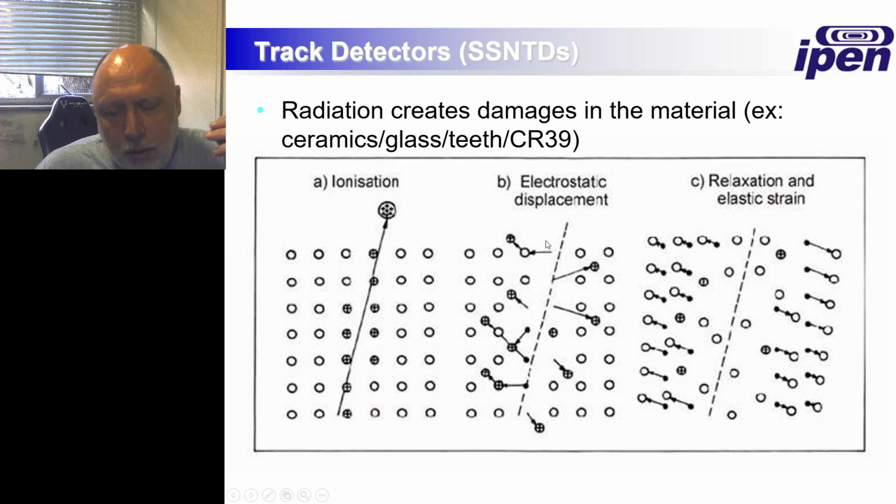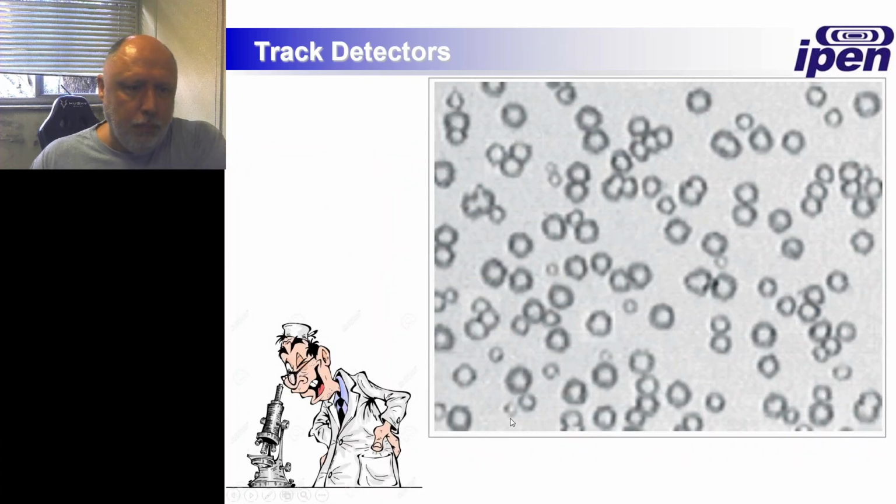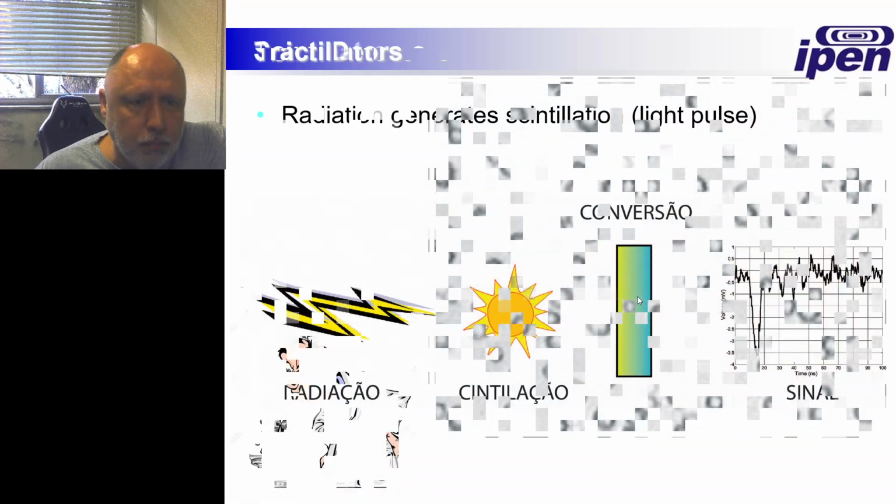Then you can, for instance, do a chemical etching of that, and you see the bulk of the detector here is still good, and this one is very damaged. If you attack it with a chemical agent, usually sodium hydroxide or potassium hydroxide, it will attack this damaged region much more than the rest. And if you look under the microscope, that's what you see. These are what we call tracks that were left by radiation.